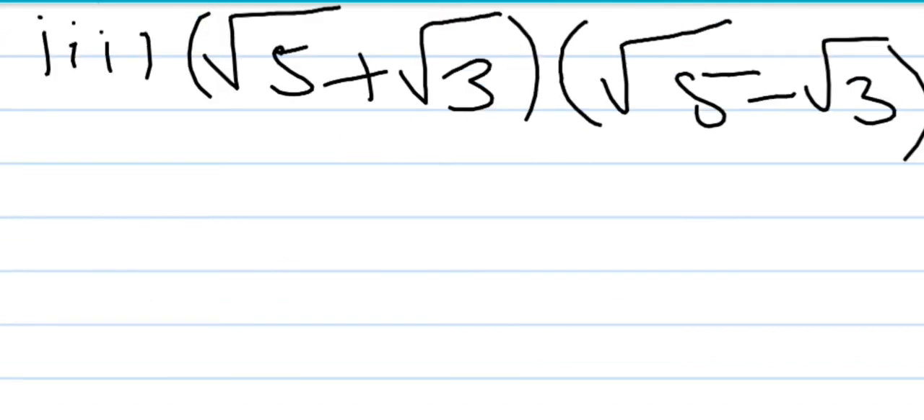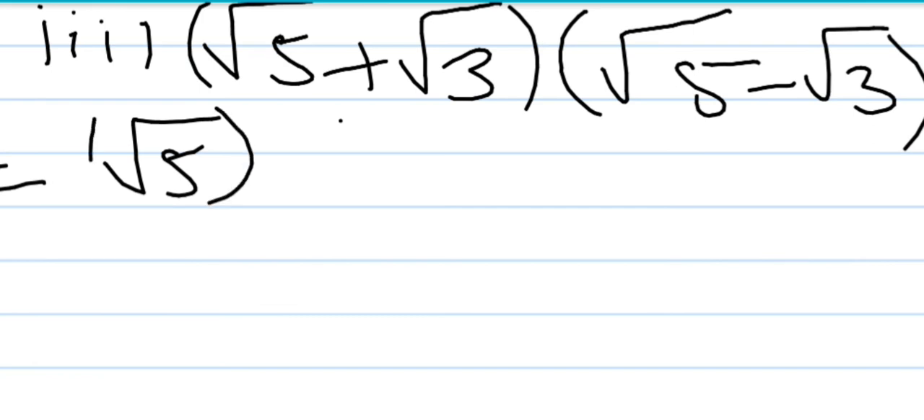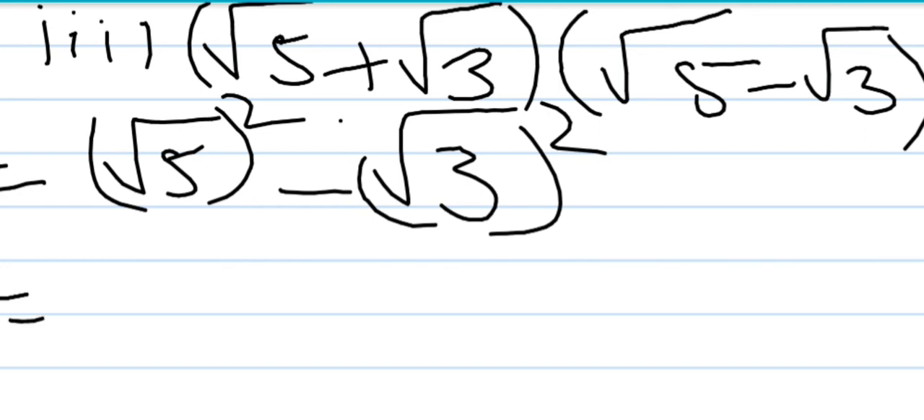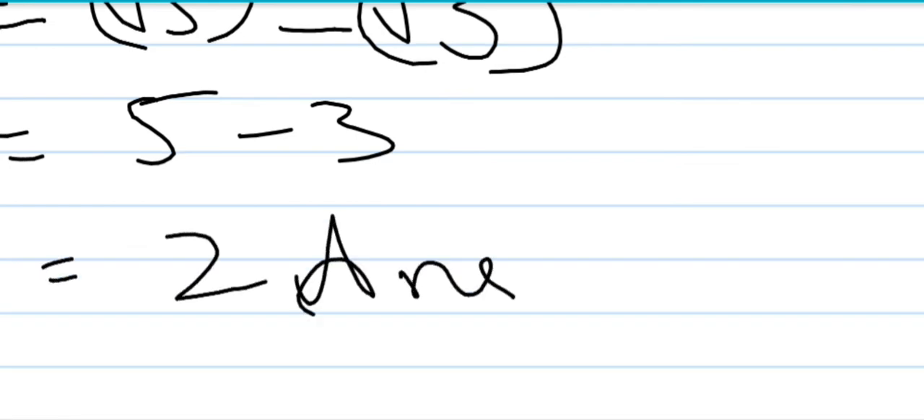So the next question, part number 3, is under root 5 plus under root 3, under root 5 minus under root 3. So the formula a plus b into a minus b is equal to a squared minus b squared, is equal to under root 5 whole square minus under root 3 whole square, is equal to 5, the square and square root will be cut. 5 minus 3, and 5 minus 3 is equal to 2, and it is the answer. It is not very difficult.